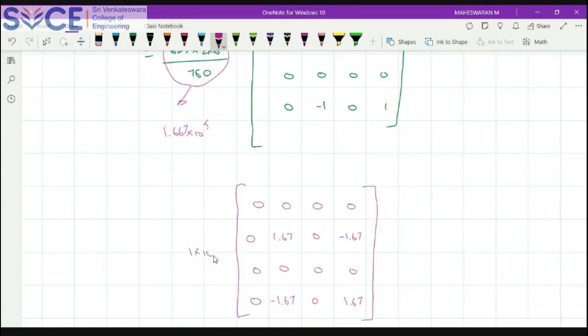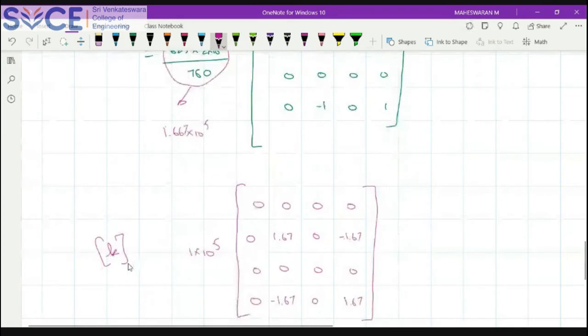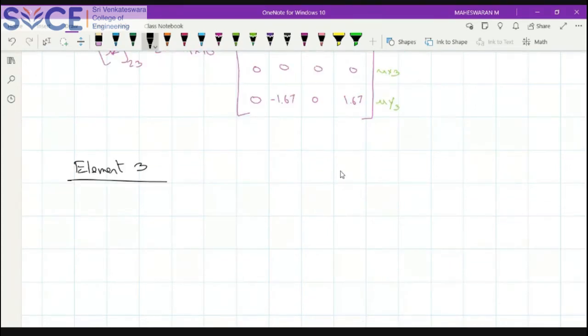And 1 into 10 power 5 is a common term. This K connects nodal points 2 and 3. So what is the address here? The address is different: UX2, UY2, UX3, UY3. Similarly, this is also UX2, UY2, UX3, UY3. So this is my address. So let me go for element 3 now.